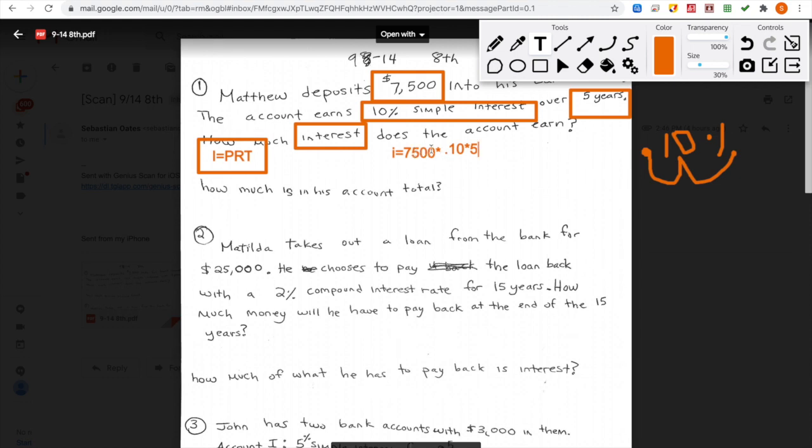So I'm going to need to multiply these together, and that's going to give me the amount of interest that I will receive, or that Matthew will receive, if he puts $7,500 into his account and earns 10% simple interest for 5 years.